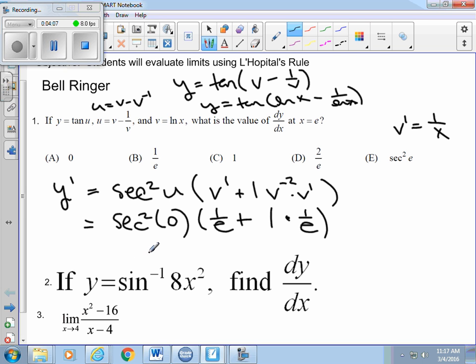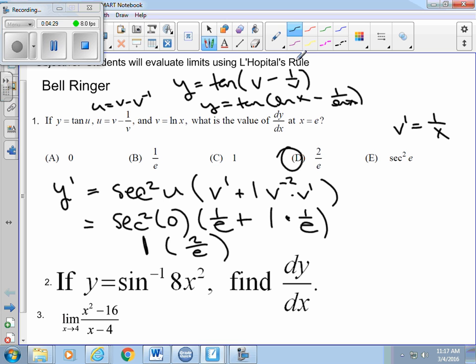What is secant of 0? 1. How do you know it's 1? Cosine of 0 is 1, and the reciprocal of 1 is 1. And what's 1 over e plus 1 over e? 2 over e. So D is the correct answer.